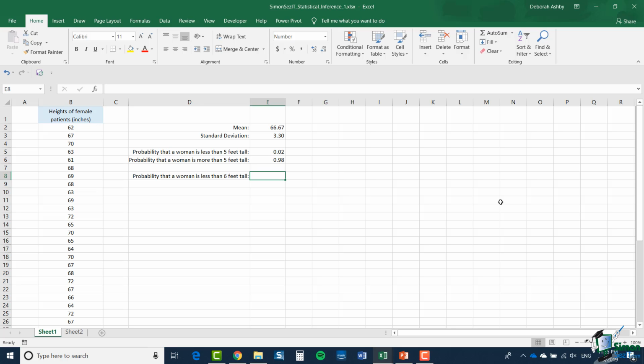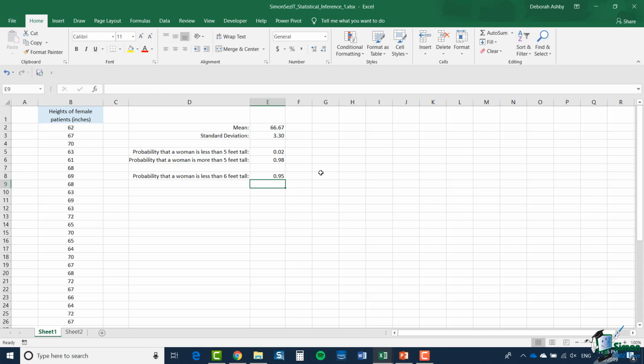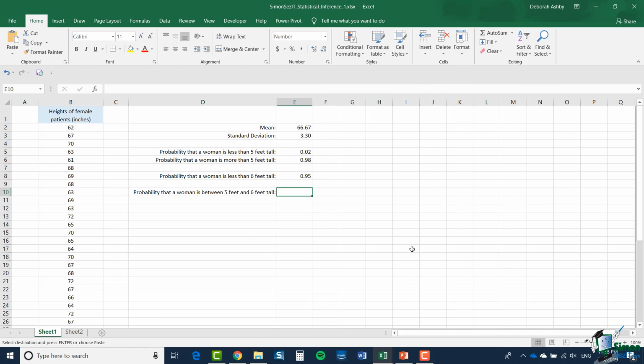What about the probability that a woman is less than 6 feet tall? So we're going to use the same function again. This time the x value is 6 feet, and that is 72 inches. And we find that 95% of women are less than 6 feet tall. And of course, you know now how to work out the probability that a woman is more than 6 feet tall.